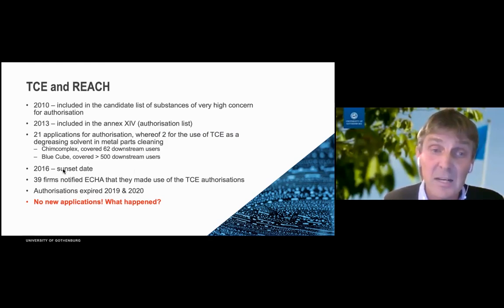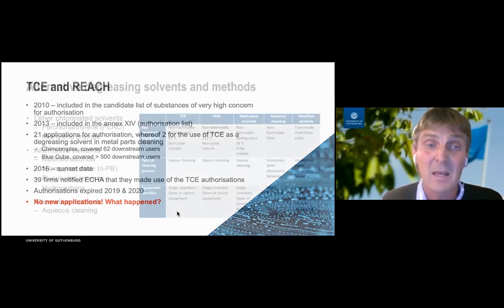And then only 39 firms notified ECHA that they had made use of these authorizations. So there were many companies that substituted away from trichloroethylene after they had submitted or were part of these authorization applications and the sunset date. But then authorizations expired in 2019 and 2020, and there were new applications for continued use after that. So what happened was basically the question we asked.